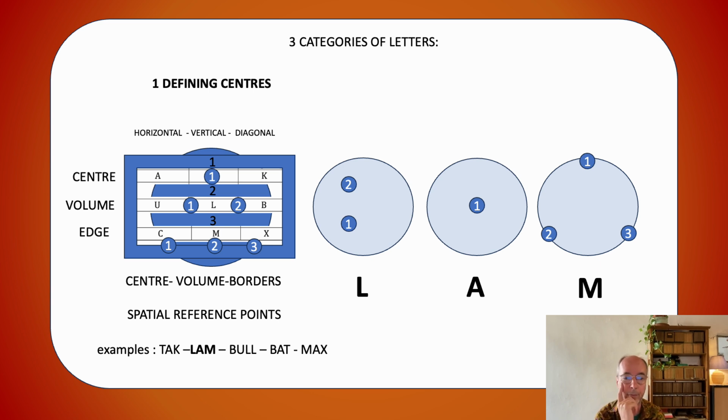I will go to the form first. So the L, it starts from the second position, the volume, so it needs two positions to orient myself upon. The A only needs one position, the M needs 3 positions. So it's slightly more complicated.